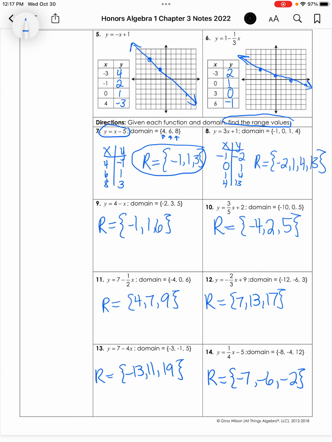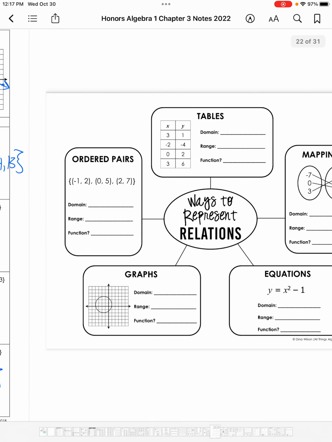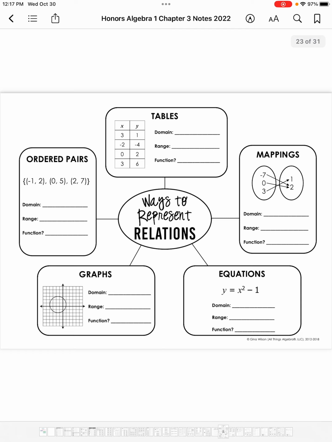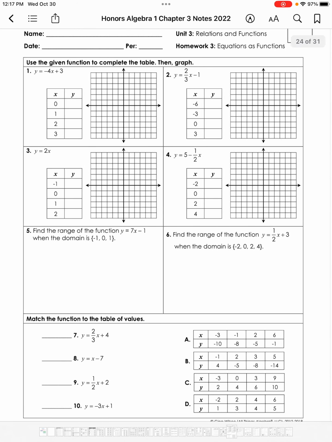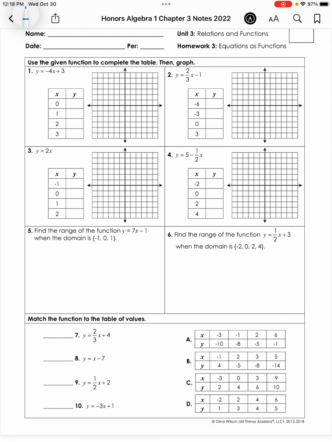So that's the lesson. What you're going to do now is complete the homework, which is not this page. We're actually going to do this when I'm back on Monday. But it's going to be this page right here, which is just one page. So it's homework 3, and it's numbers 1 through 10. This will be due on Monday morning.